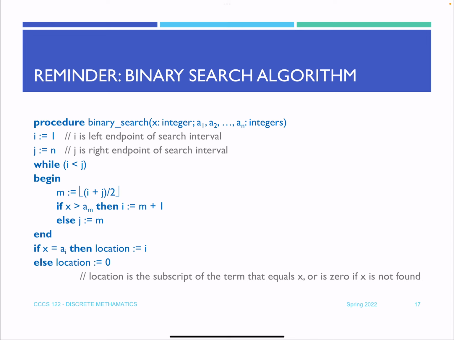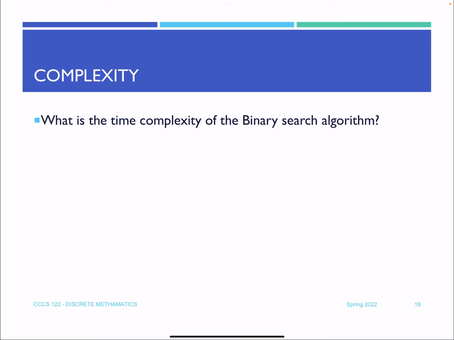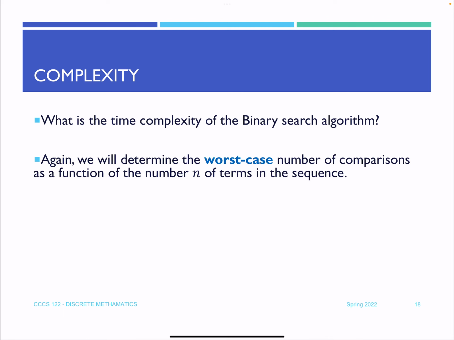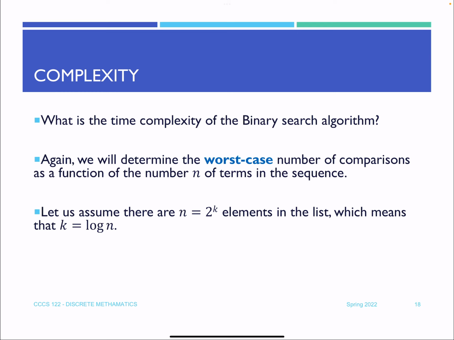Then we had the binary search algorithm, and we can count the number of operations for that. So, what is the time complexity of binary search? Again, we'll assume the worst case, and let's assume the number of elements is a power of 2, like the 1024 I assumed a little earlier. If I have n elements, which is the kth power of 2, then the binary search algorithm should run in the worst case for up to k iterations.